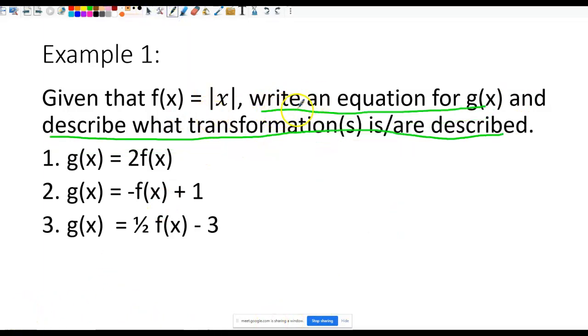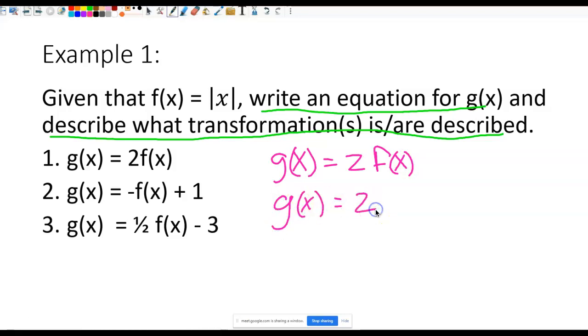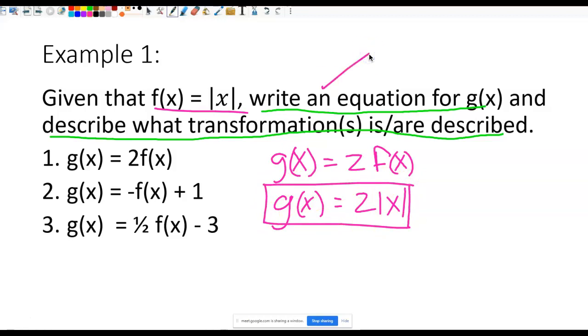All right, so I'm going to start off with the first thing here, of course. I want to start by writing an equation for g of x. So let's start off by, I'm going to rewrite what they have here. G of x is equal to 2 times f of x. Okay? So what I'm going to do now is I'm going to replace f of x with what f of x equals. What does f of x equal? F of x equals the absolute value of x. There you go. So that's it. That's the end of part 1. I wrote my equation. All right?